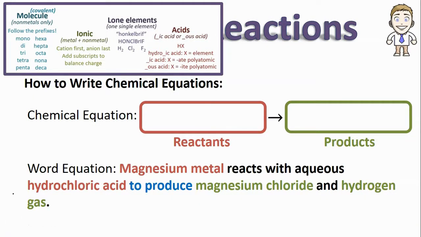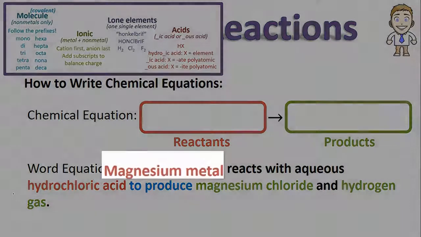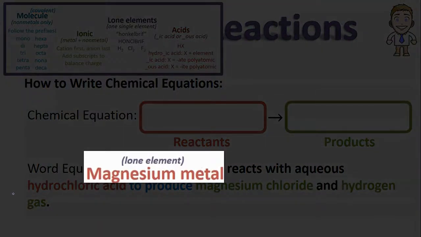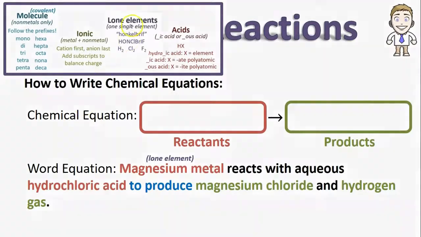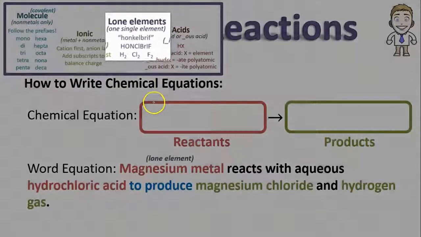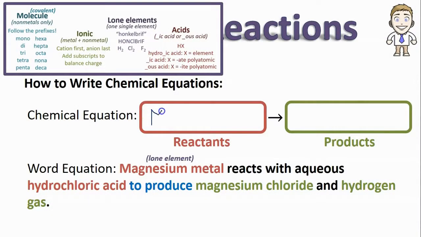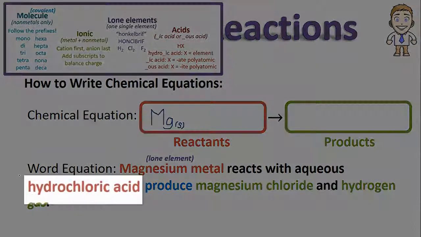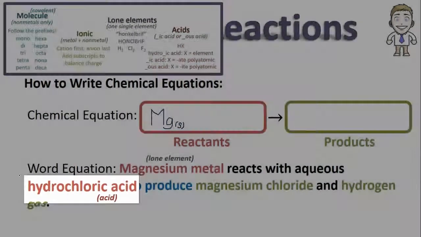Now comes the hard part. We have to write the formula for each of these substances. The first one listed is magnesium metal, which luckily is the easiest type. It's a lone element, and it's not one of the 7 that come with a subscript of 2. So all I have to do is write the symbol for magnesium, which is Mg. You might want to put in a (s) as well because it does say metal, and most metals are solids.